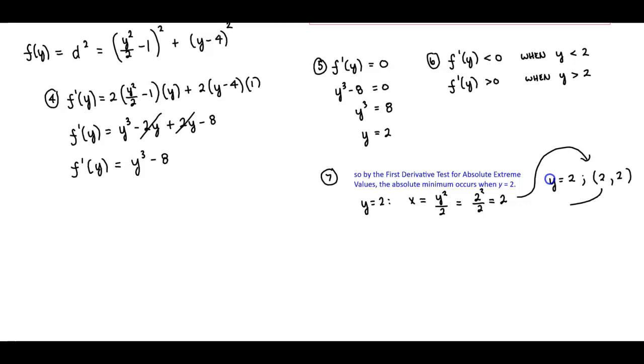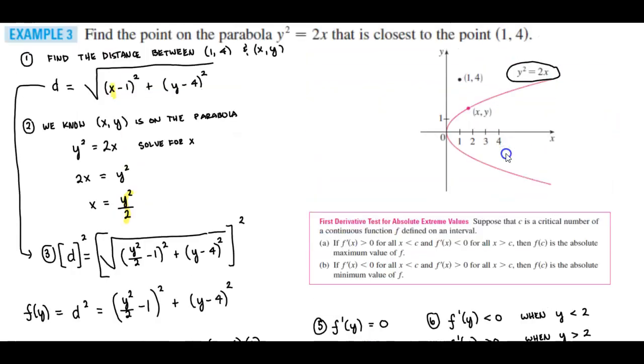And so we can say that the point on the parabola y squared equals 2x closest to (1, 4) is the ordered pair (2, 2). So that means you come up here, this value we represented as (2, 2).